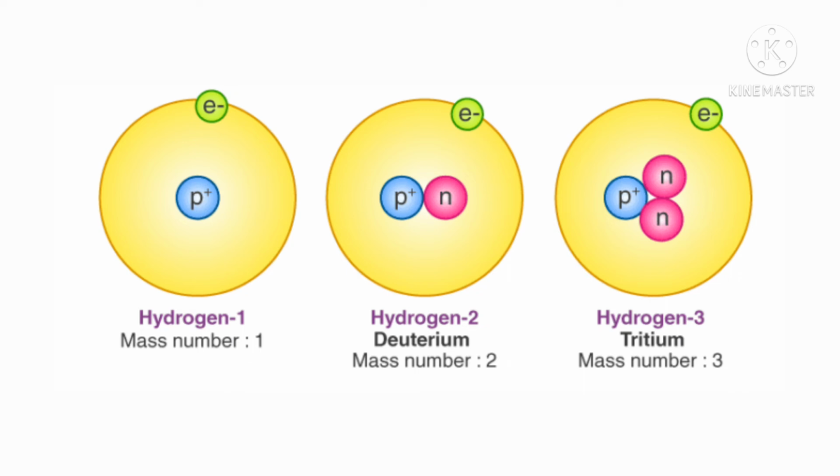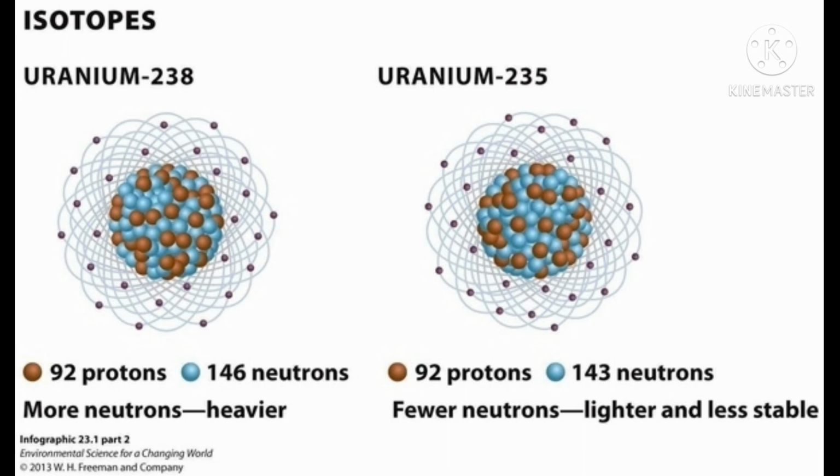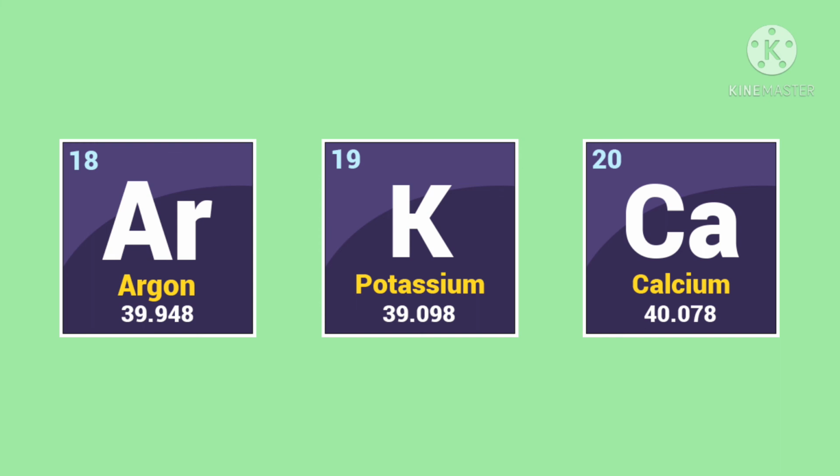All the isotopes of the same element have the same chemical properties but different physical properties. Almost all elements are mixtures of isotopes. The isotopes of uranium are uranium 235 and uranium 238. Let's move on to isobars. Now we know how an element is represented in the periodic table. Now try to represent the isotopes of argon, potassium, and calcium using the atomic number and the mass number given here.